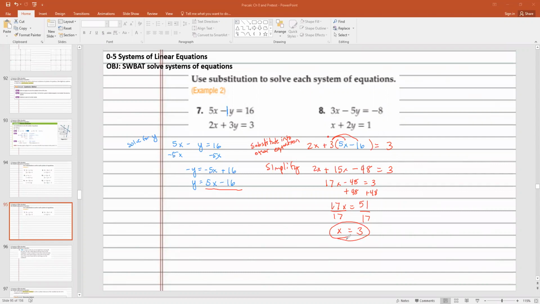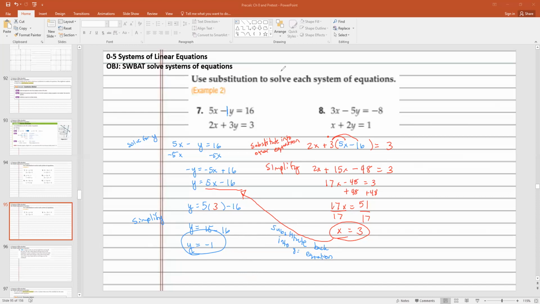So after you solve for one variable, okay, we're going to substitute it back in to that one. And here we have y equals 5 times that 3 minus 16. And we get y equals 15 minus 16. So y equals -1. Ta-da! All right. So substitute back into y equals equation. Simplify or solve for y.